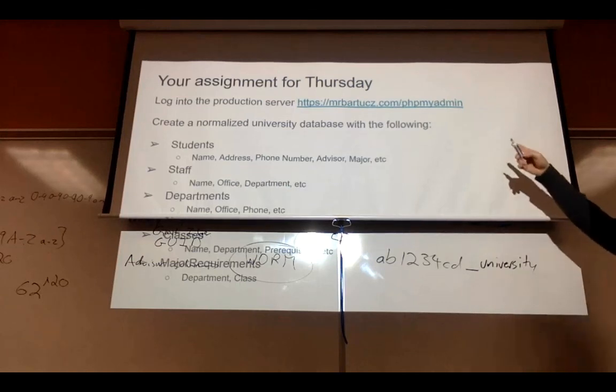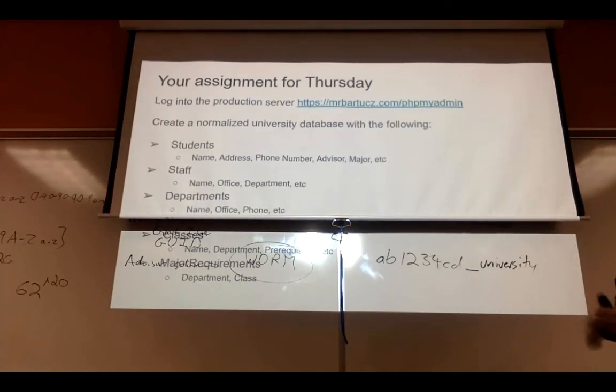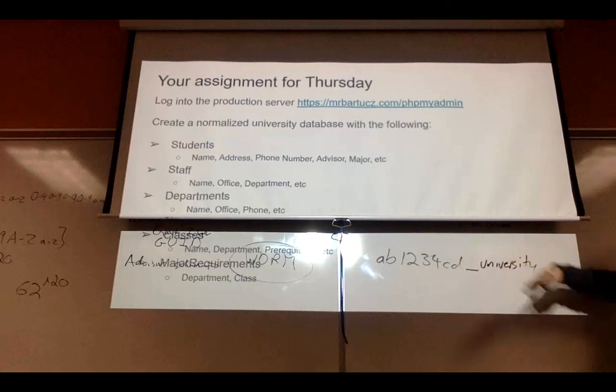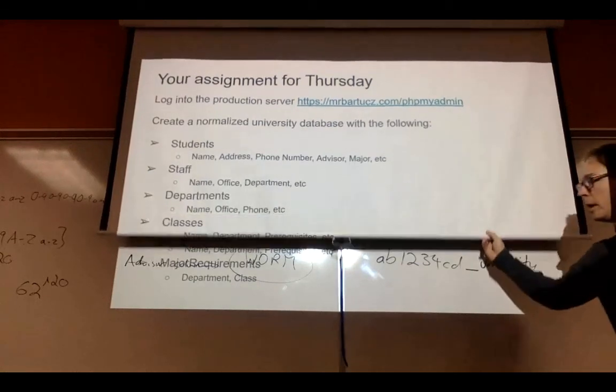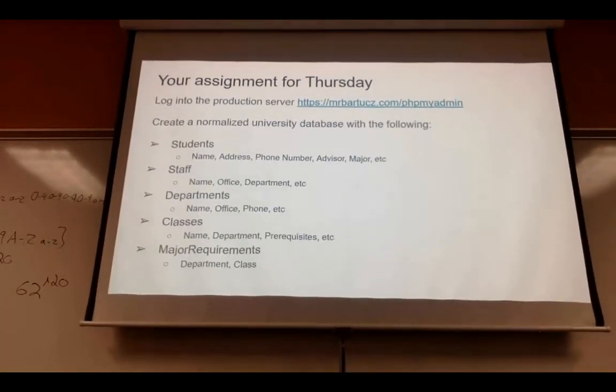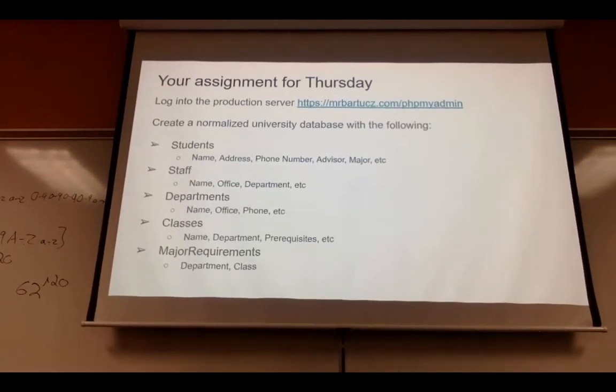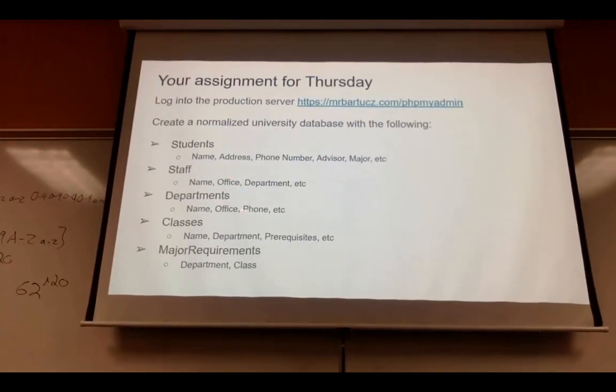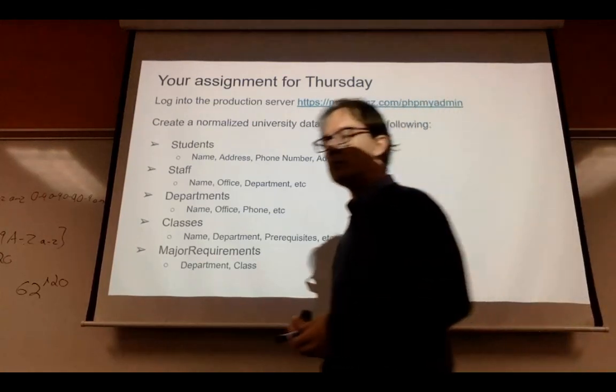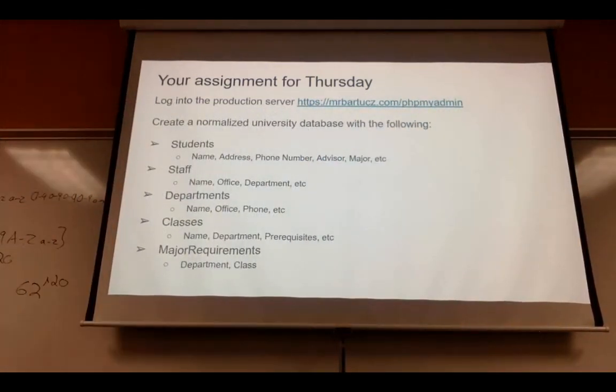So you're going to go into the website, create a new database called something like this, and then you're going to add a students table, a staff table, a departments table, classes table, and a major requirements, and I want you to add the primary keys and the foreign keys. So you're going to have to make up some data. You don't need to put in a million rows. 3 or 4 rows in each table is fine. I just want to see that you know how to create the table, you know how to create some data, and you know how to create the keys.